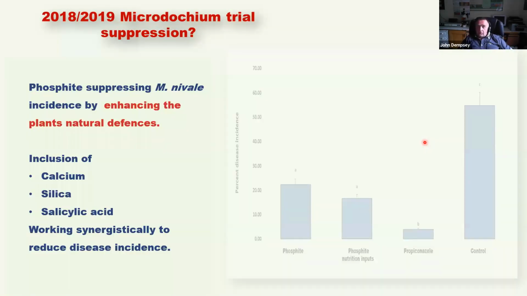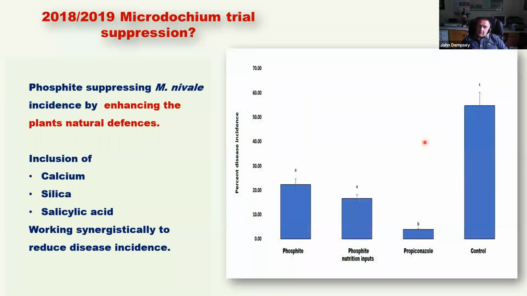This is the microdochium trial, which we finished last year. Control here, high levels of microdochium. The propiconazole, when we had it, was very effective, of course. The phosphite on its own, again, reduced microdochium. But this combination here included, apart from phosphite, also calcium, silica, and salicylic acid. And again, a good reduction of microdochium there through defense enhancement.